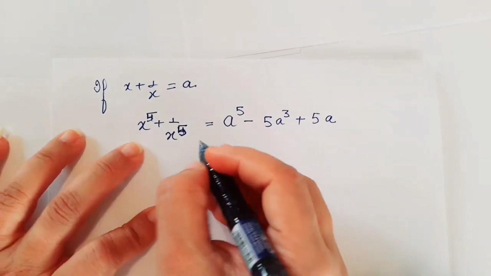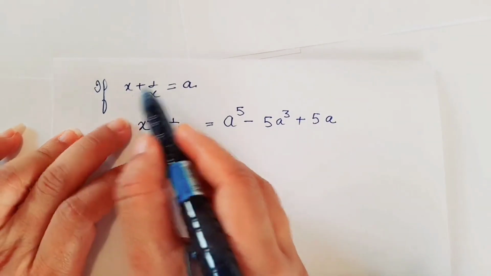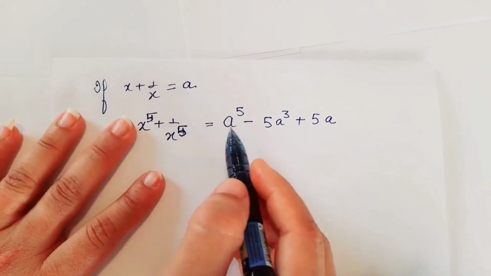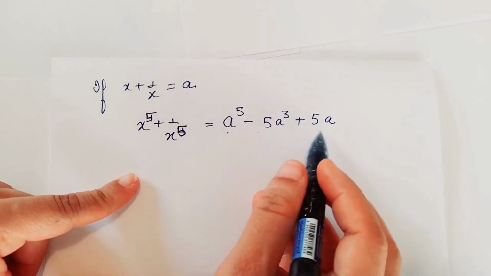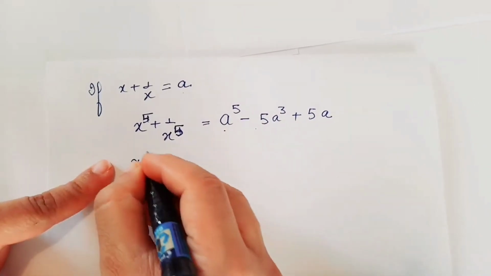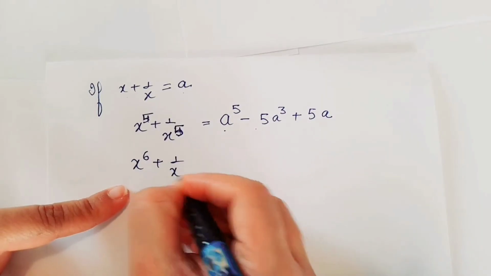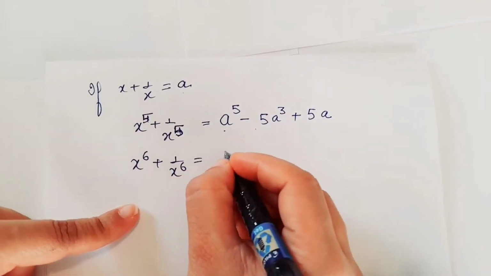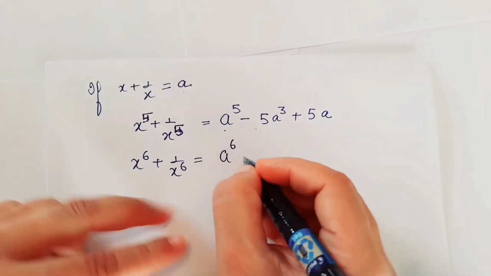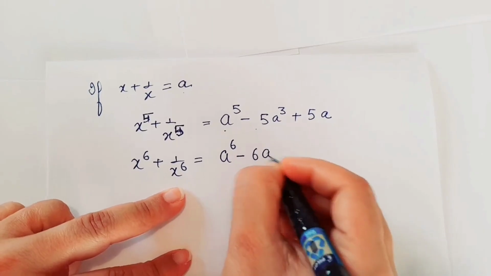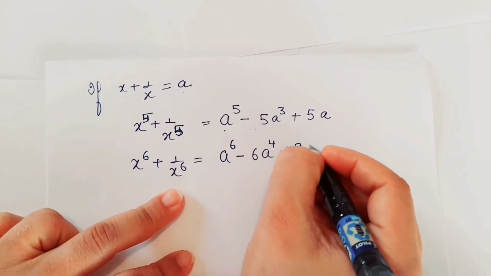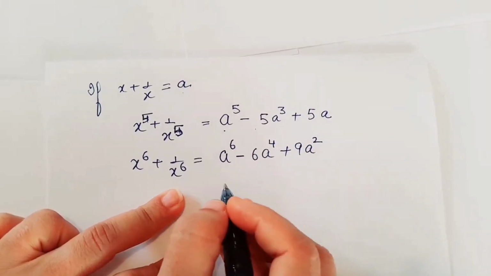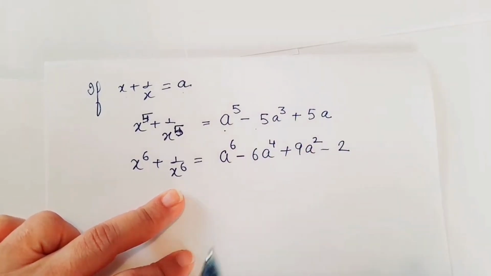Since you had x plus 1 by x equal to 3, you can substitute 3 here: 3 raised to power 5 minus 5 into 3 cube, and so on. What is x raised to power 6 plus 1 upon x raised to power 6? This will be equal to a raised to power 6 minus 6a raised to power 4 plus 9a square minus 2.